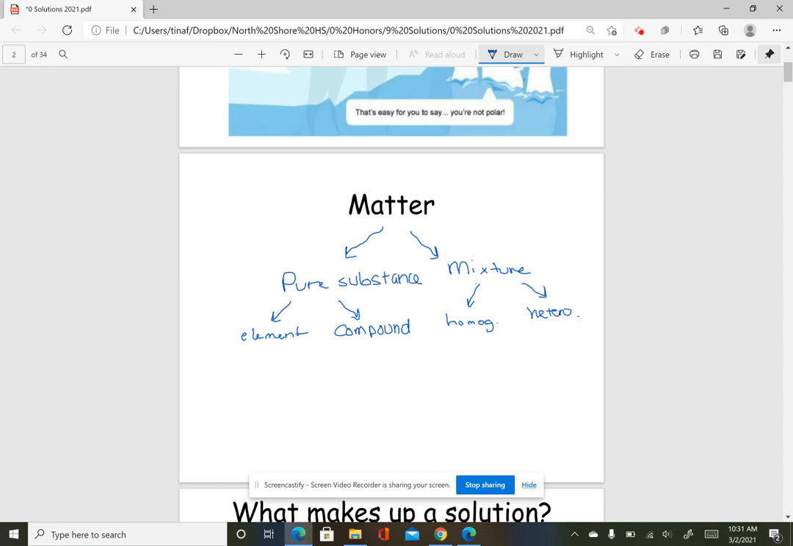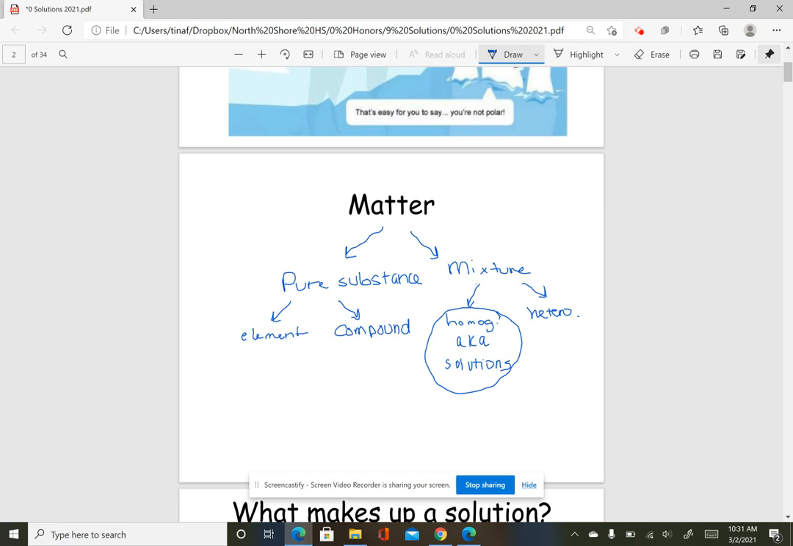Okay, now homogeneous mixtures are also known as solutions. So it's in this part of my matter classification diagram that we're going to be spending the next couple weeks. How is a mixture different from a compound? You have multiple substances, but they're blended together physically instead of chemically. They're not bonded together, they're just physically in the same container.